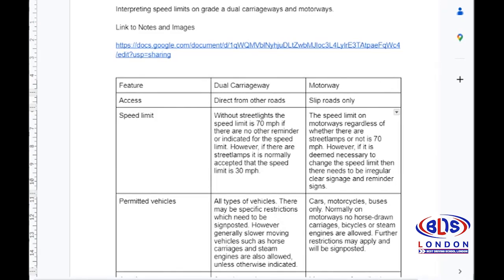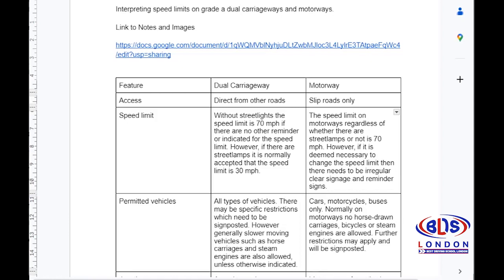So on a motorway, by the nature of a motorway, the speed limit is 70 miles per hour. If they want to bring the speed limit down on a motorway for any reason whatsoever, they need to put in signage to bring down that speed limit. On a dual carriageway, the speed limit, national speed limit, is also 70 miles per hour. But if there's street lamps, the speed limit is immediately 30 miles per hour, which is not the case on a motorway.